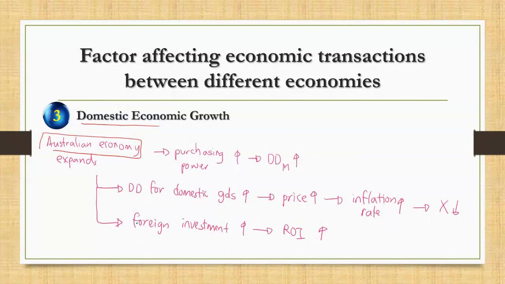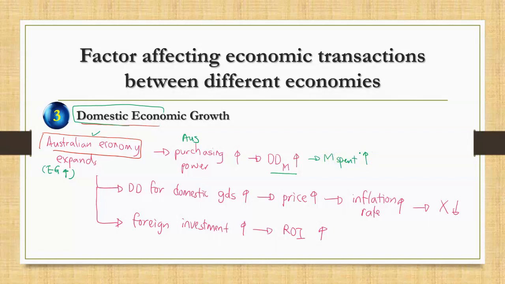Next, we are looking at factor number 3, domestic economy growth. Every time you see the words domestic economy, it actually refers to the Australian economy. So if the Australian economy were to expand, that means the Australian economic growth rate were to increase, then Australian purchasing power would increase. When Australian purchasing power increases, we will buy more imports. So demand for imports increases, import spending will increase.